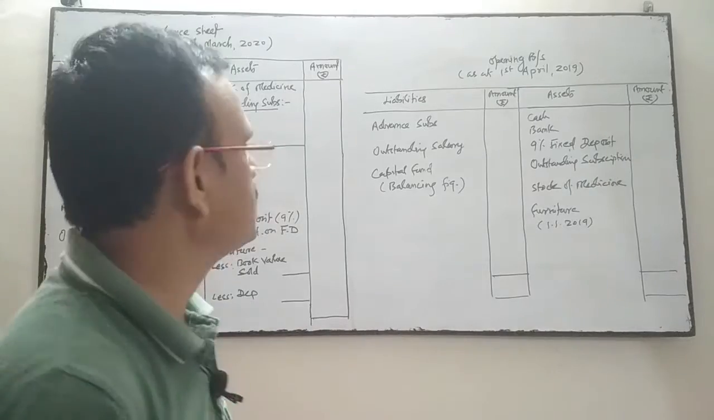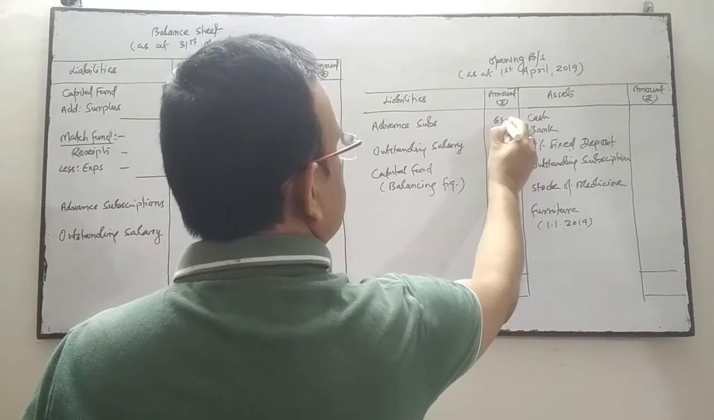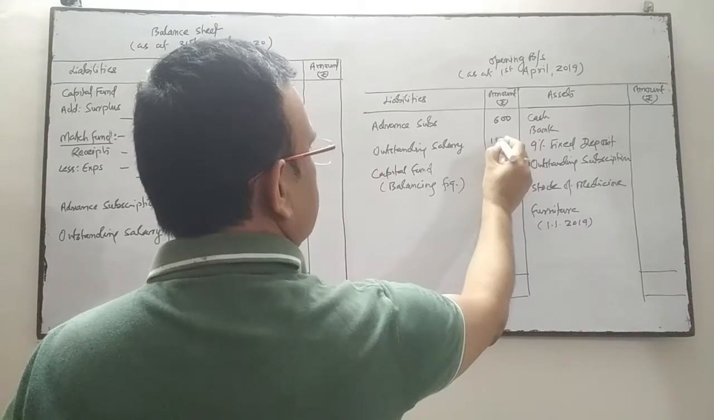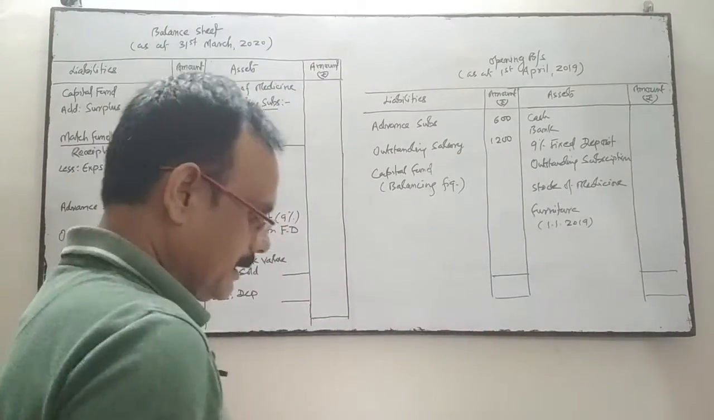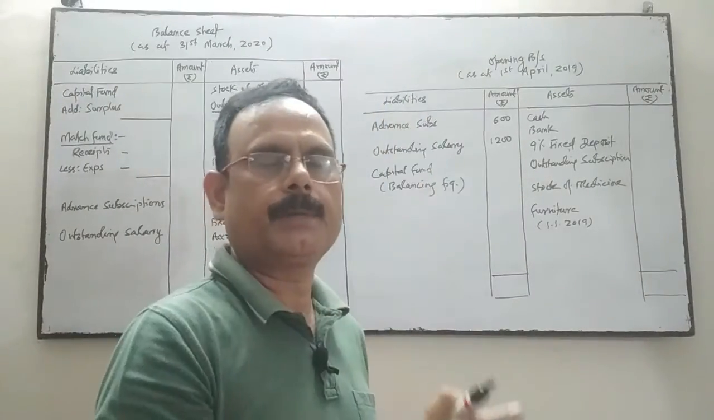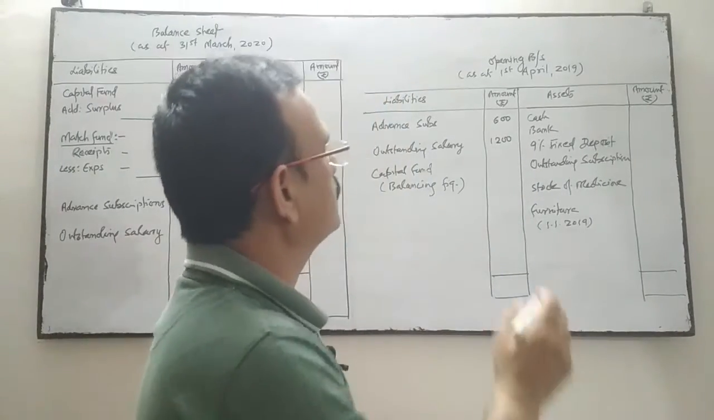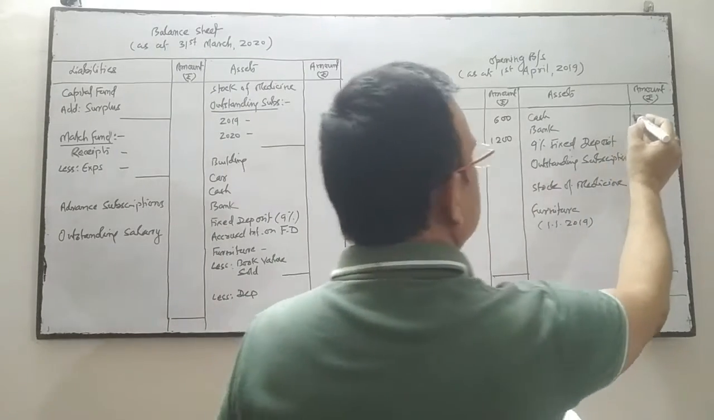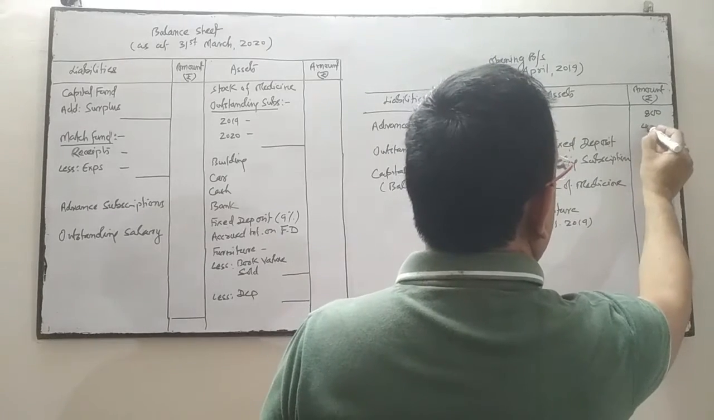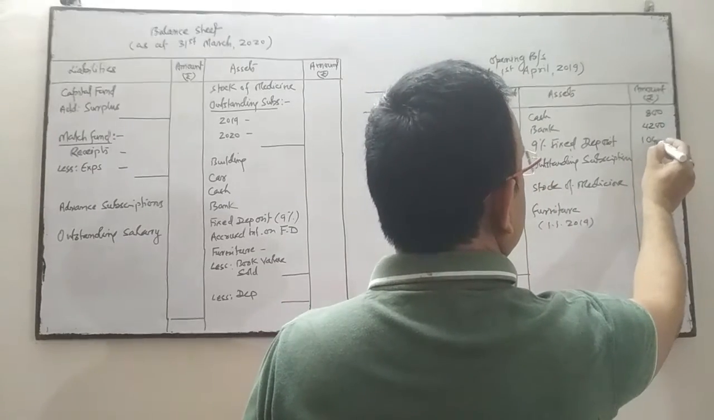So start with the advance subscription. Advance subscription is 600, opening, which is given in the additional information. Outstanding salary of the last year is 1,200. Cash at bank: you see in the receipt and payment account, receipt side at the top. Start with the cash in hand, cash at bank, FD. So all those three pieces of information we will write over here. So cash is 800, bank is 4,200. Interest on fixed deposit is 10,000.